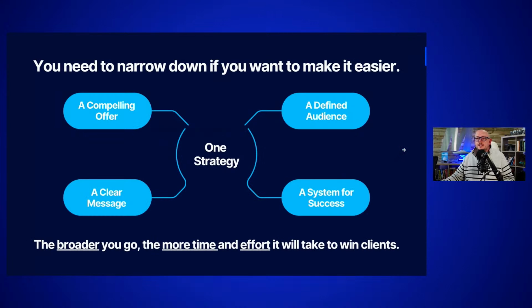So this is the methodology I approach. It's called the one strategy, and it talks about having one clear, compelling offer, a defined audience, a clear message, and a system for success. I'm going to break this down and show you how I do it. Now, there's two parts to this. The first thing is many of you are struggling to get leads simply because you're not clear. It's not clear the value of what you do and who you do it for.